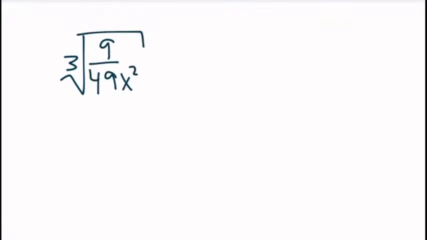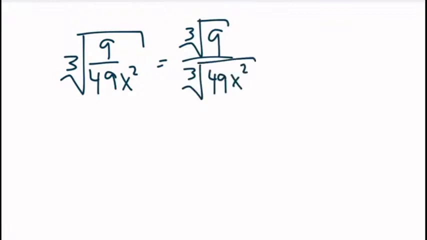Our next problem is going to be similar. We have the cube root of 9 over 49x squared. So the first thing I'm going to do is split these up into the numerator and the denominator. Now we're going to simplify whatever numbers are inside of the cube root. So this is 3 squared. It's easier to work with exponents because you can clearly see how many more of what number you need to take it out of the cube root.